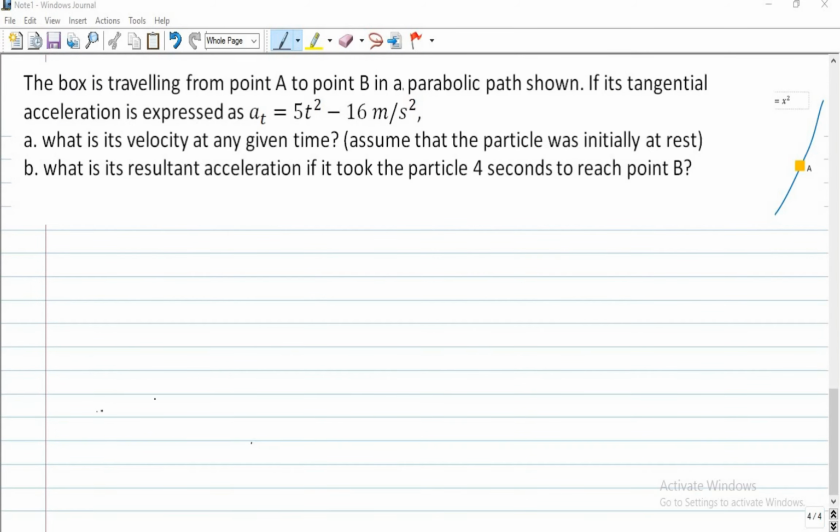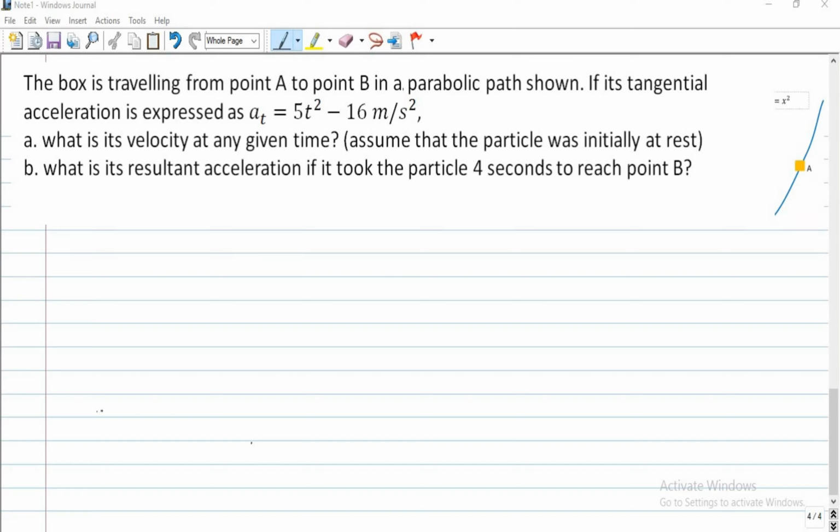The box is traveling from point A to point B in a parabolic path. Its tangential acceleration is expressed as at is equal to 5t squared minus 16 meter per second squared. What is its velocity at any given time? Assume that the particle was initially at rest. What is its resultant acceleration if it took the particle 4 seconds to reach point B?